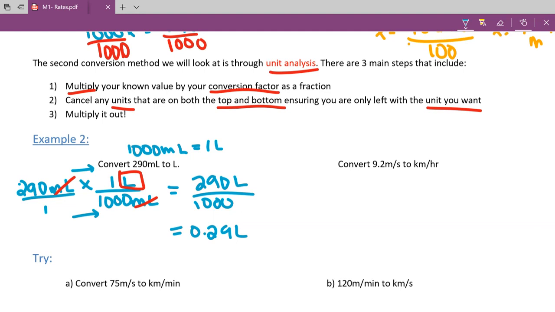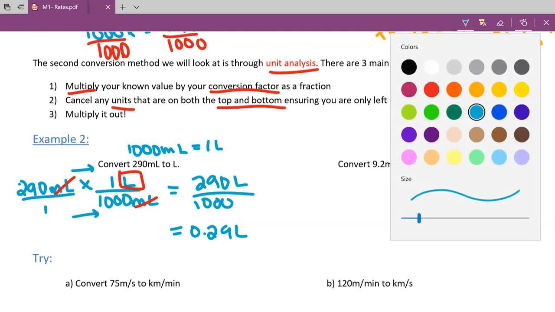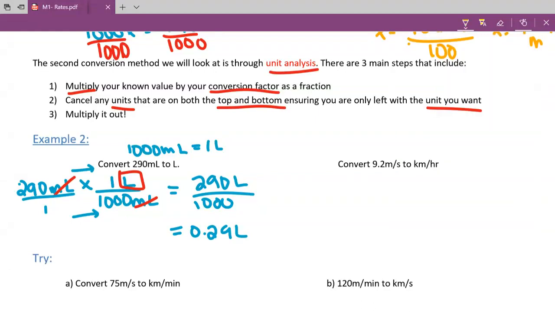The reason that unit analysis might be used a little more commonly is because it's extra helpful when we're trying to convert 2 different units. So let's look at this one on the right-hand side. I'm trying to get meters to kilometers, and I'm also trying to get seconds to hours.